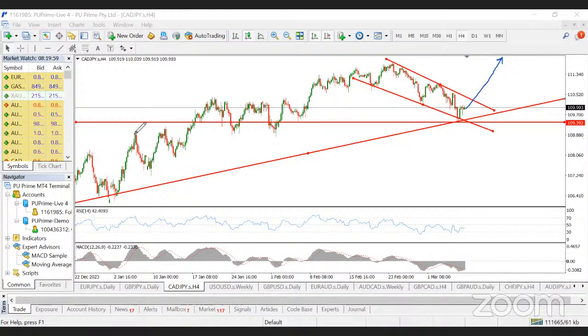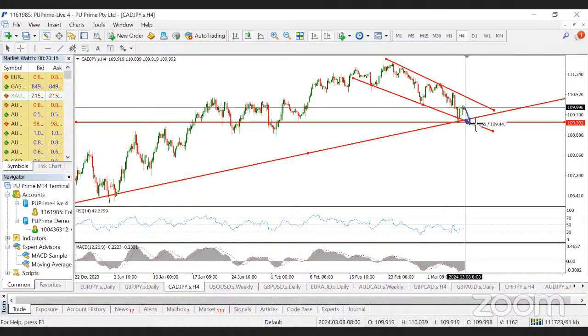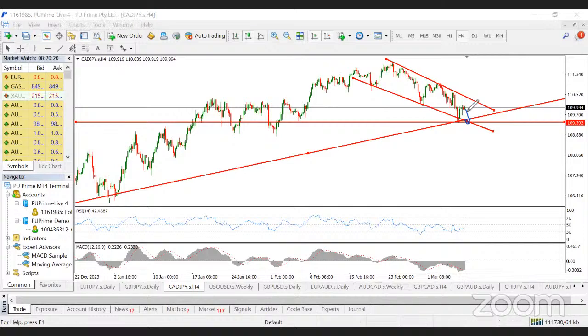Now, what if the news comes out not favoring the CAD and we expect it to sell? Yes, you can sell. At least it's guaranteed price will touch this support level. Let's look at it. That should be some 60 pips away. That is still equally not a bad trade. This news can be volatile.